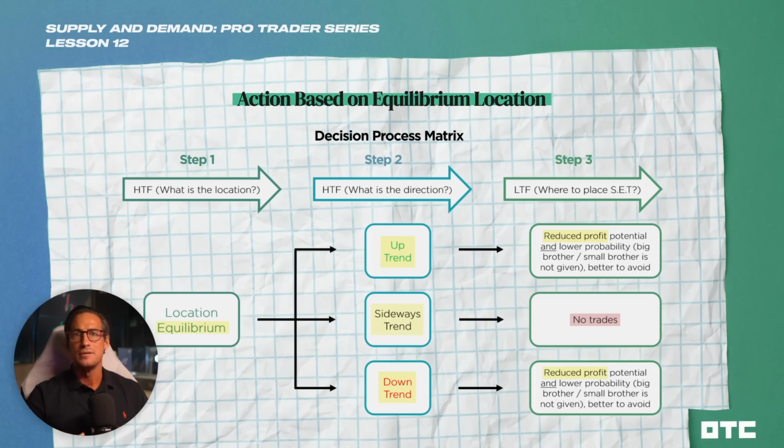However, equilibrium locations within a sideways trend do not offer sufficient opportunity and should be avoided. This framework allows us to consider equilibrium zones in a strong trending market, ensuring we can still participate in the trend even if the price isn't at an extreme.